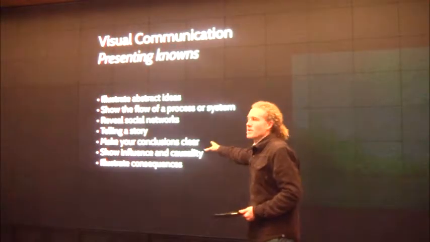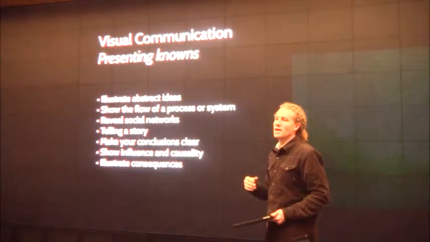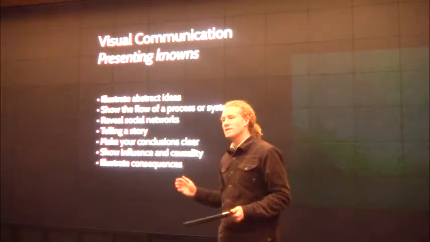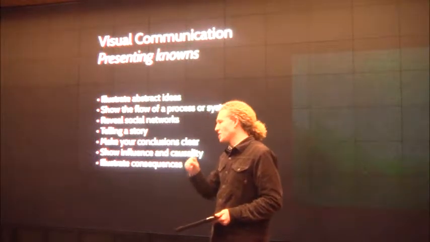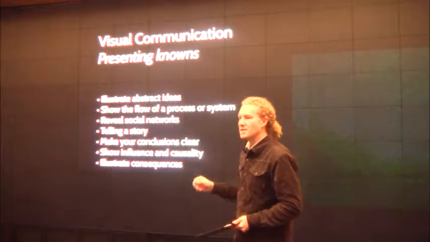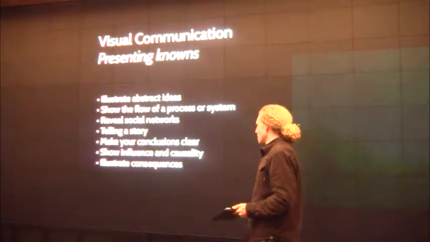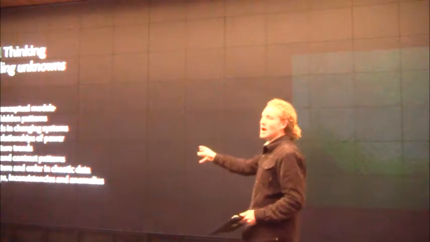So these are some of the things that we're very familiar with: using visuals to tell a story, to reveal a social network, show influence and causality. We do a lot of tree diagrams or flow maps, just scratch paper, that kind of stuff, or illustrate consequences. Visual thinking has a lot of other opportunities.